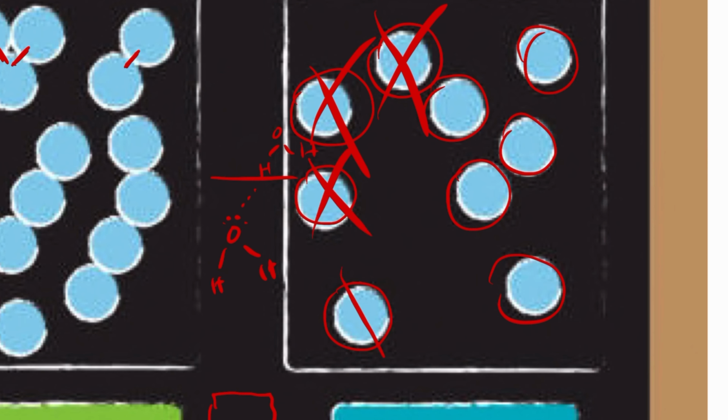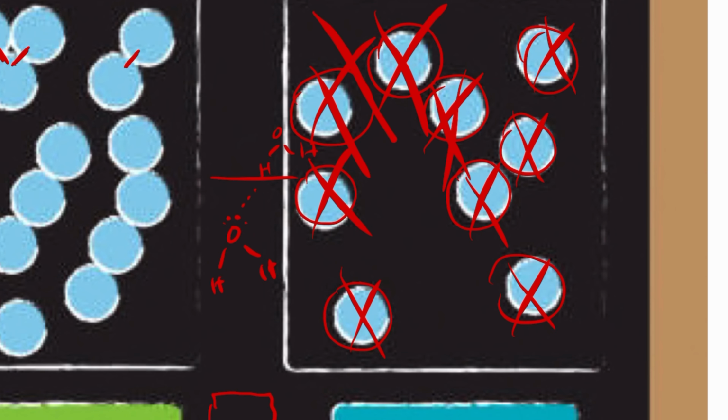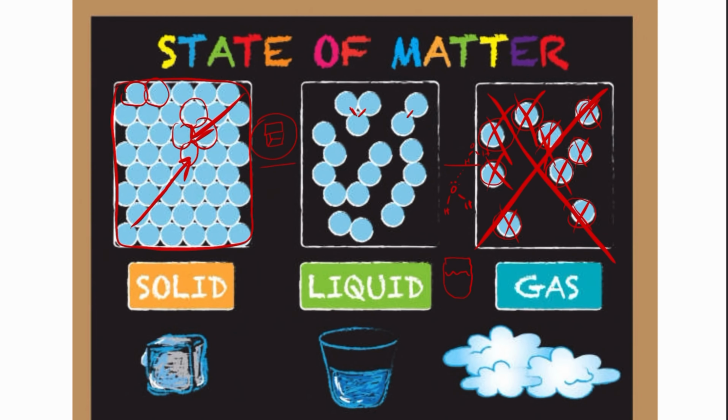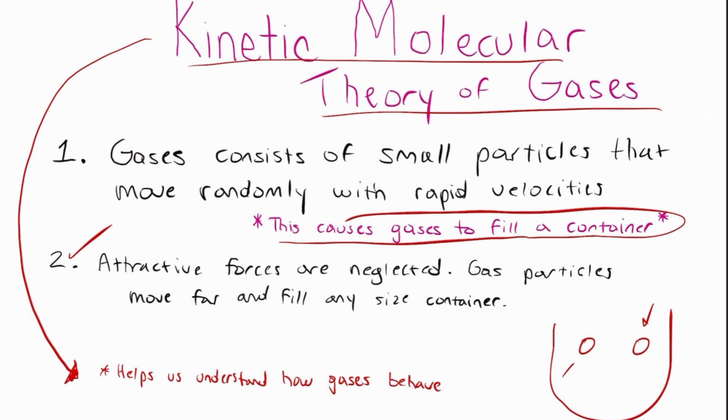They're like, get away. I'm on my own path to be the best gas I can be, right? So there is no attractiveness there. They're just high flying, flying through a container, flying through our atmosphere. Attractive forces are neglected. They move far and fill any size container.